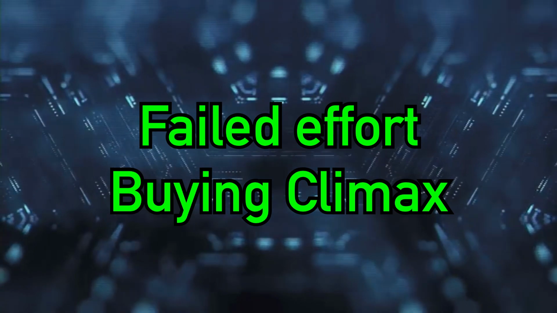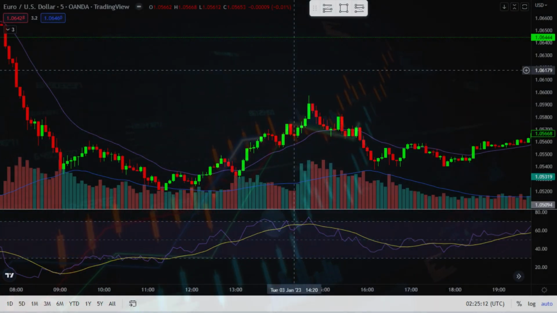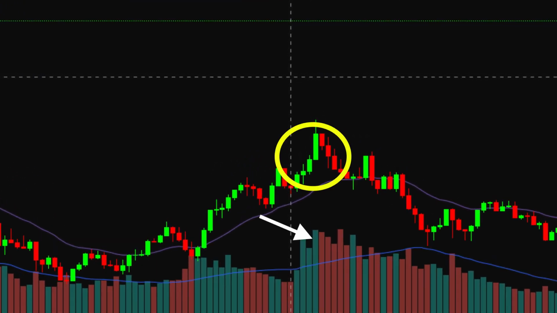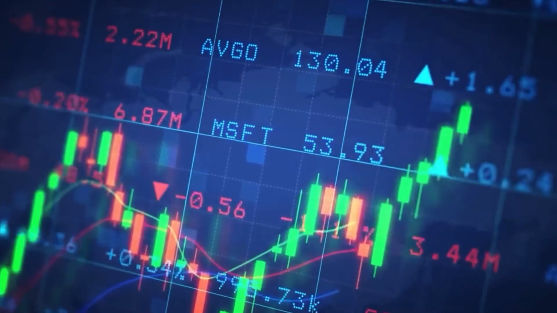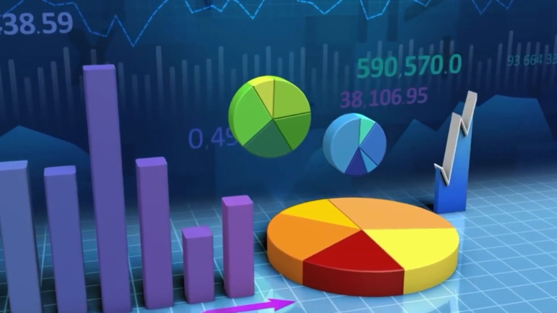Failed effort buying climax. This is a bullish candle having higher spread than the previous candle as well as higher volume than the previous candle. However, the next candle is bearish, absorbing the entire bullish momentum, which usually results in prices continuing to fall in the future.